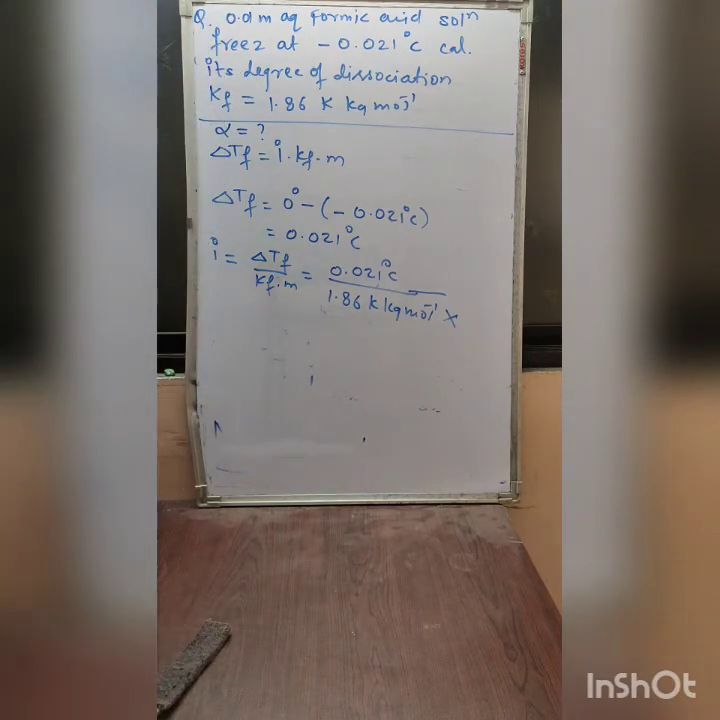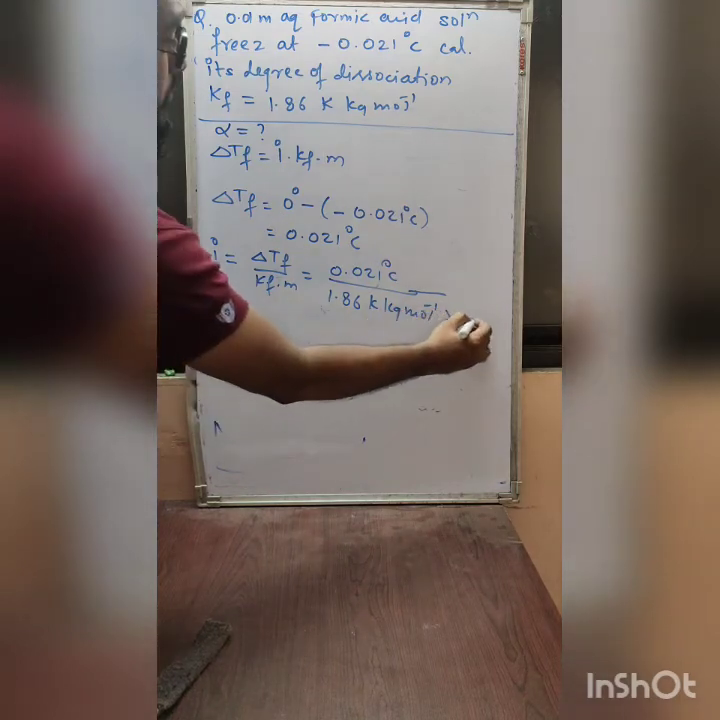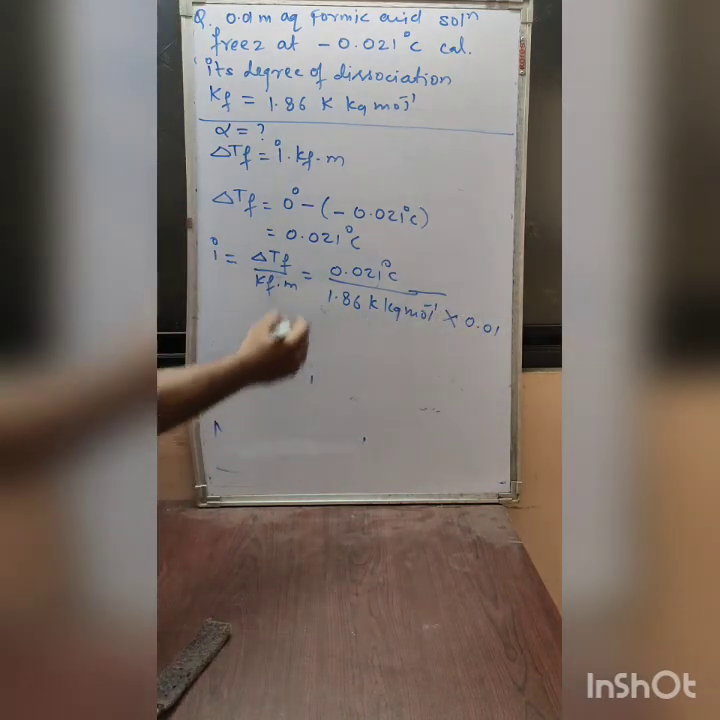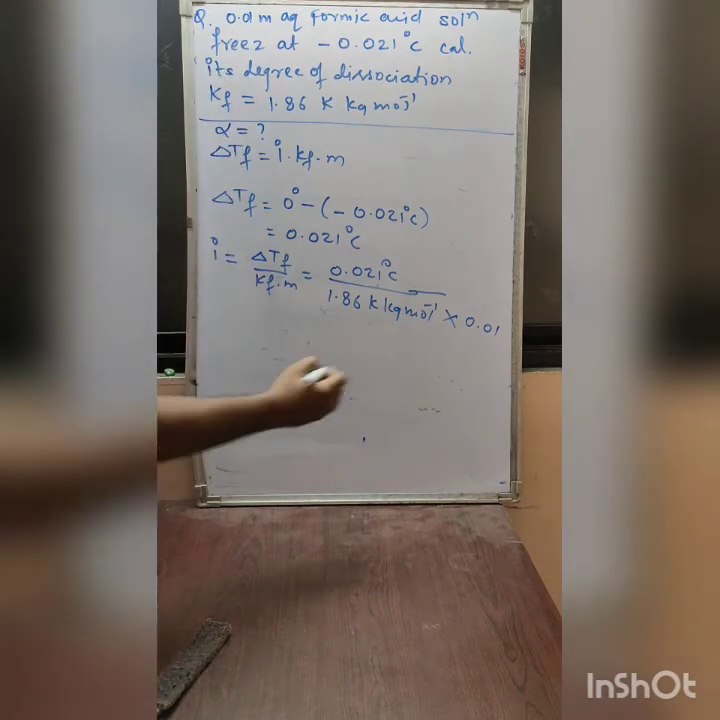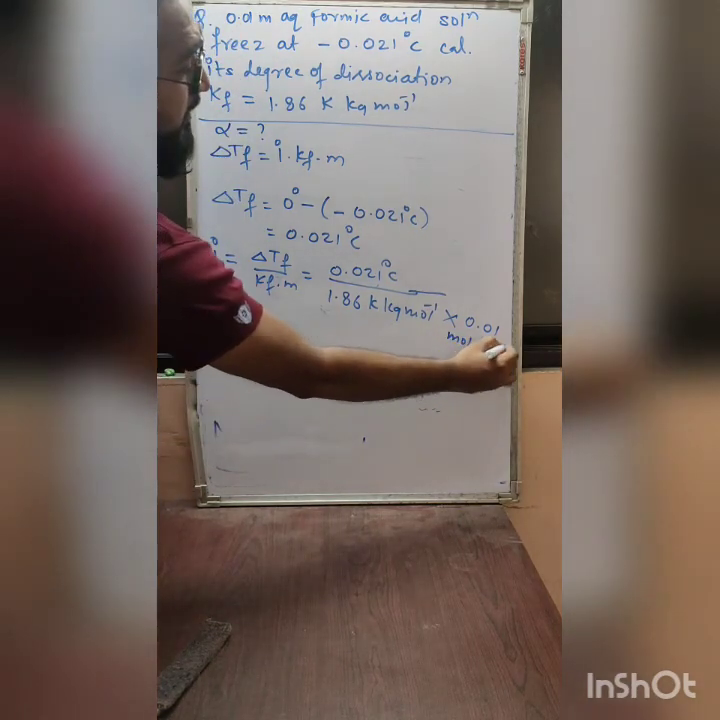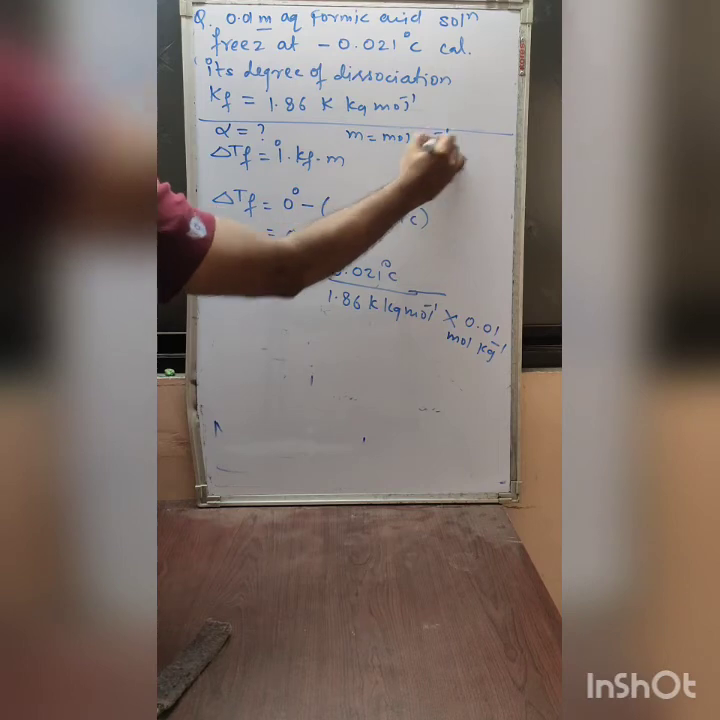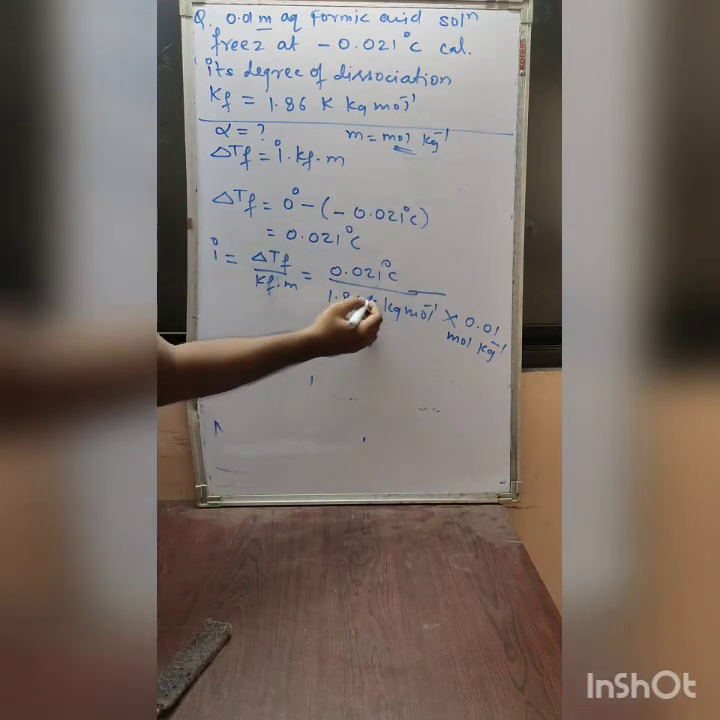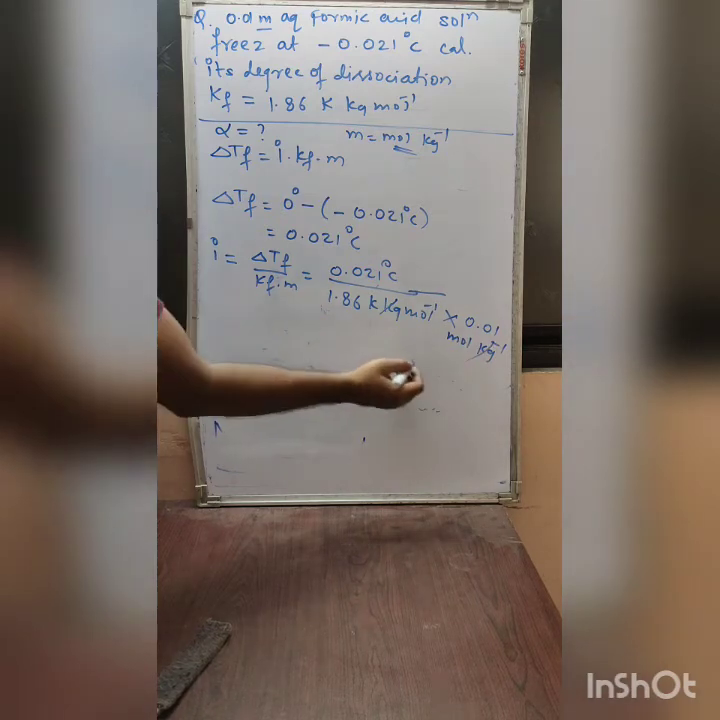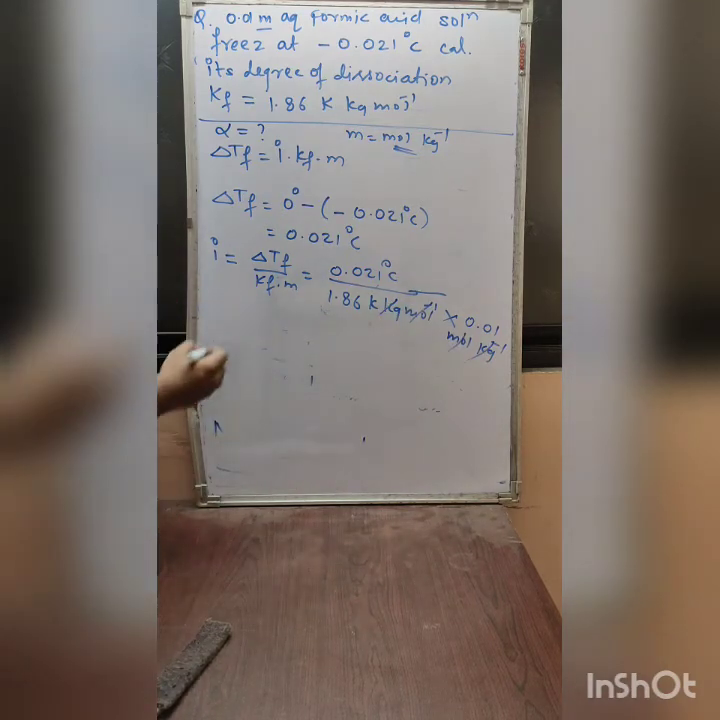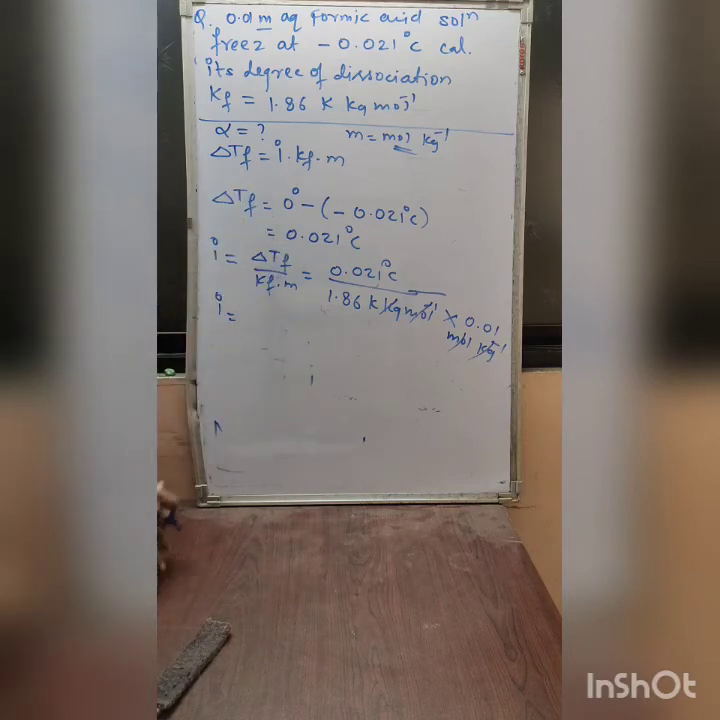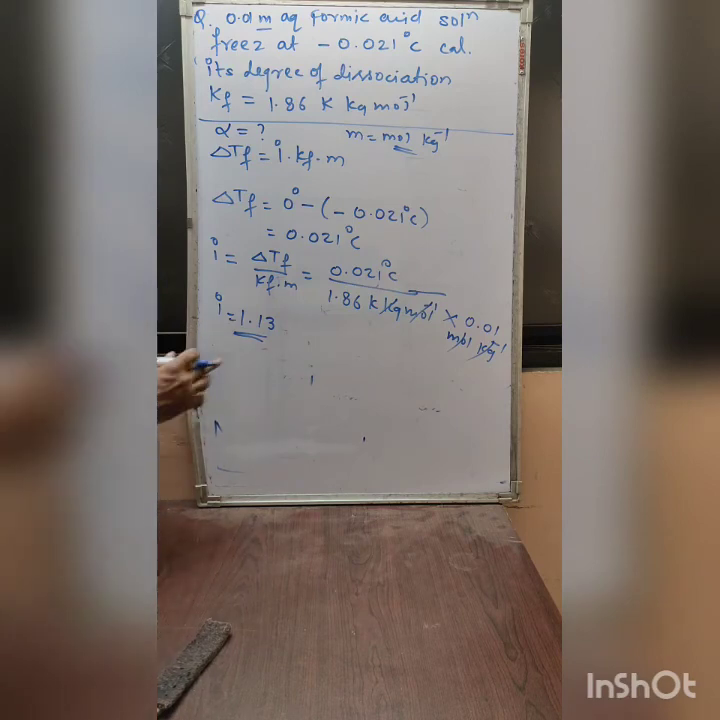The m value given here is 0.01 molal, and molal means mole per kg. So kilogram will cancel, mole per mole will cancel, and degree Celsius and Kelvin will cancel. So I is equal to, after calculating this, 1.13.